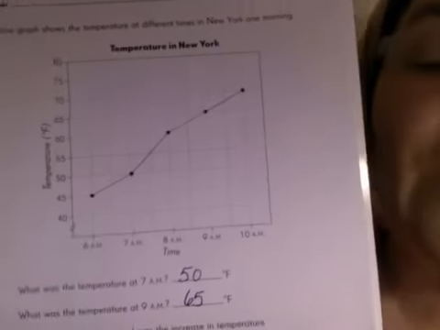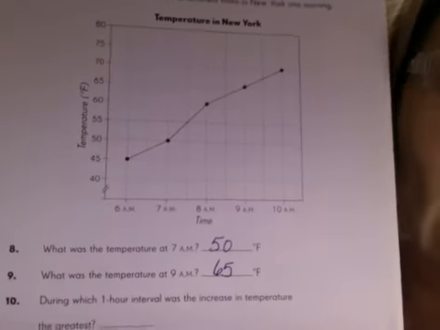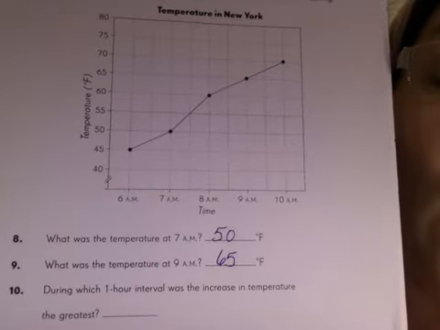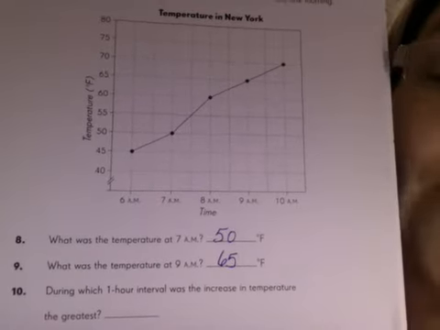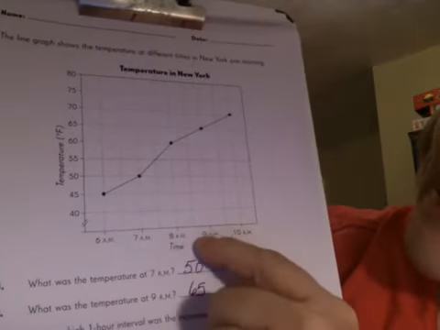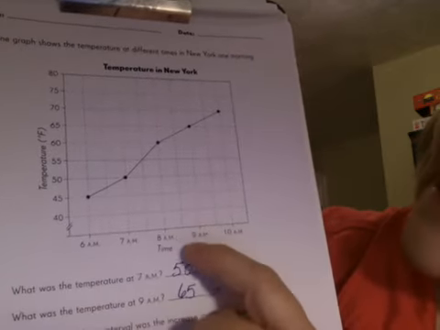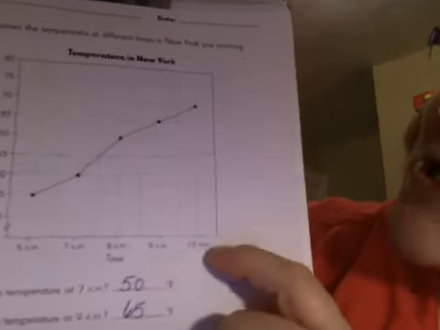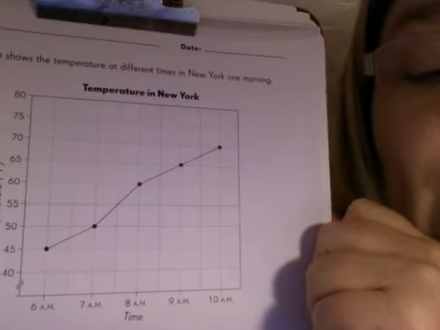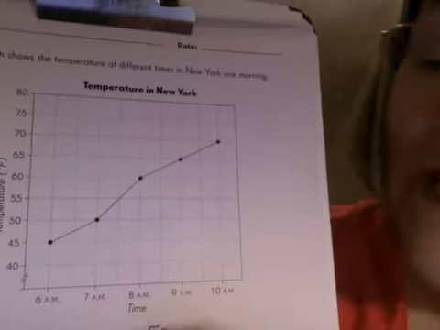Now it's asking a different kind of question, and this is where line graphs are so wonderful. This question is asking us during which 1 hour interval was the increase in temperature the greatest. So these are all 1 hour increments. The interval or increment is 1 hour: 6 to 7, 7 to 8, 8 to 9, and 9 to 10. So now it's asking between which one of these did the temperature rise the fastest. That's an interesting thing to think about.